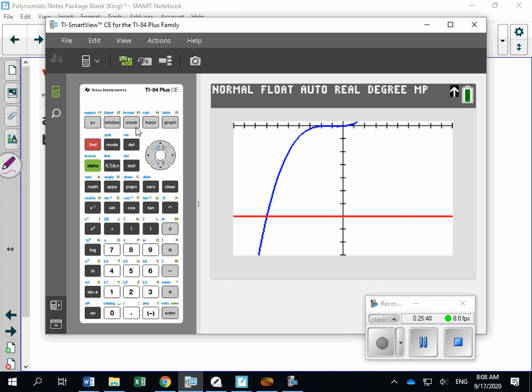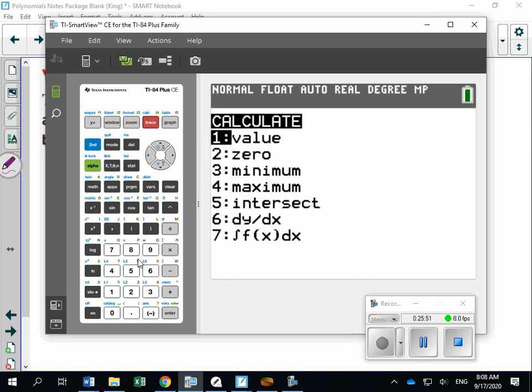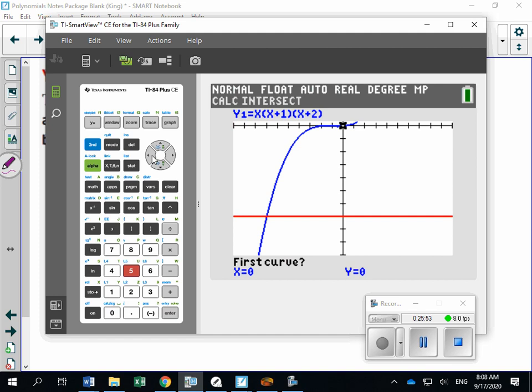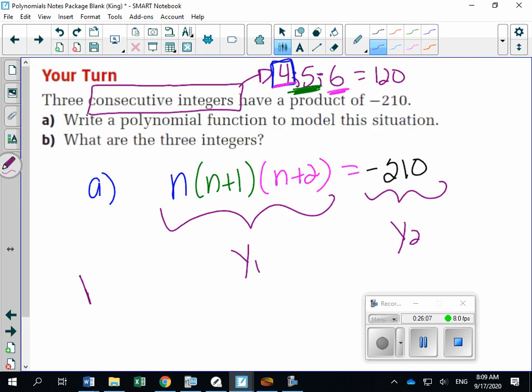Okay, let's figure out what this is. I've got to go second function, calculate, number 5, intersect, and we're going to get the intersect. So bring your cursor close and hit enter 3 times. And I'm getting my x value, or my n value, of negative 7. So let's write that down. n is equal to negative 7. Okay, let's finish this off. So what I got is that my first integer is negative 7. So n is equal to negative 7.